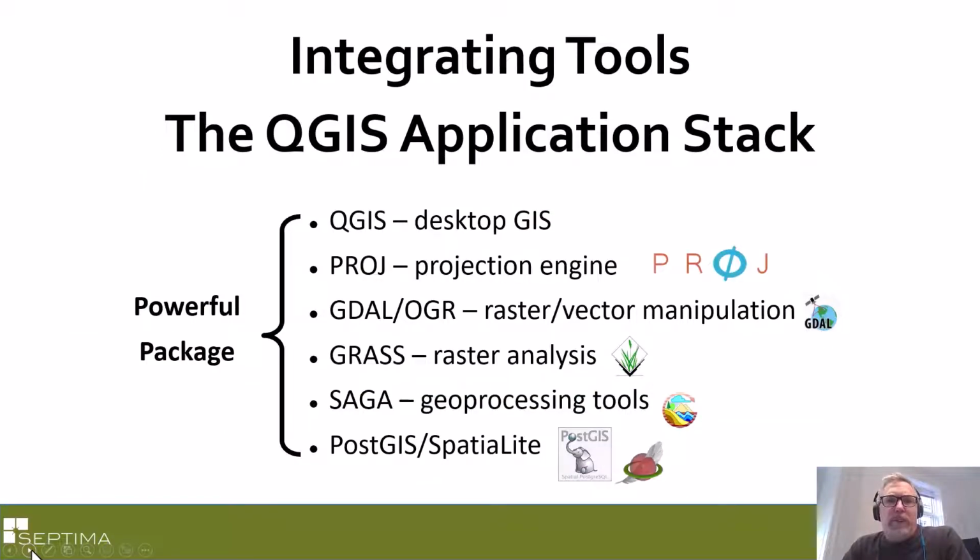One of the things that makes QGIS so powerful is that it incorporates a whole series of other open source projects underneath the hood. So there's a software called Proj for dealing with coordinate systems. There's GDAL and OGR for reading and writing raster and vector data. There's some processing tools from GRASS and Saga incorporated into QGIS, and it also has support for PostGIS. So all of this combined is what helps make QGIS so powerful.